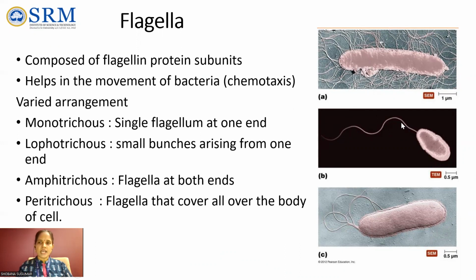There are different types of flagellar arrangement. If a single flagellum is present at one end, it is called monotrichous. A small bunch of flagella arising from one end is called lophotrichous. If flagella are present at both ends of the bacteria, it is called amphitrichous, and peritrichous means flagella present all over the body of the bacteria. So these are the flagellar arrangements: monotrichous, lophotrichous, amphitrichous, and peritrichous.